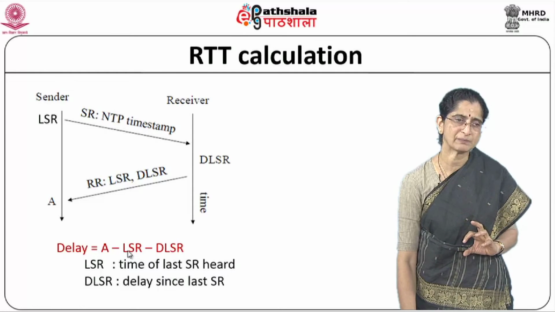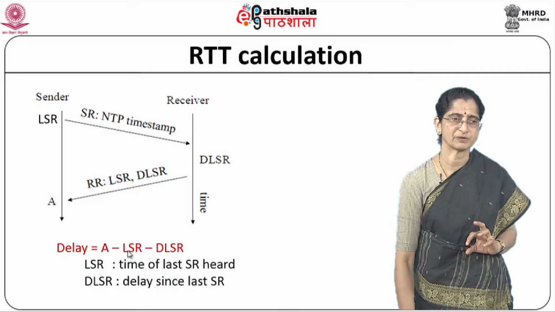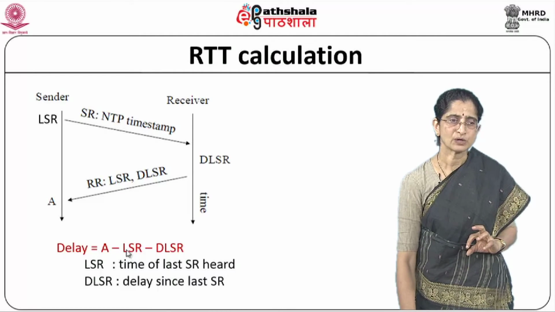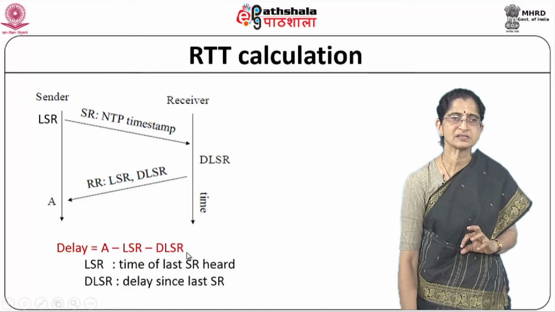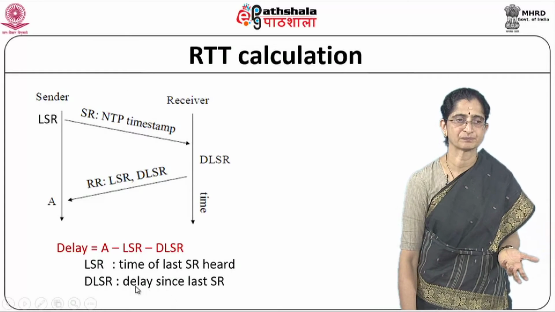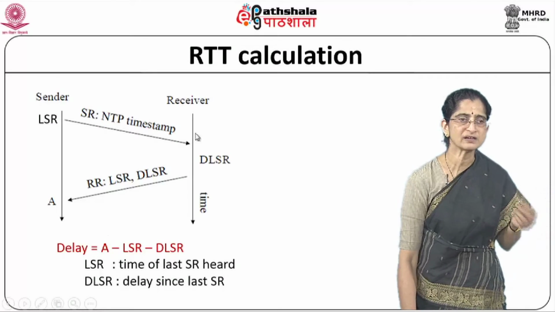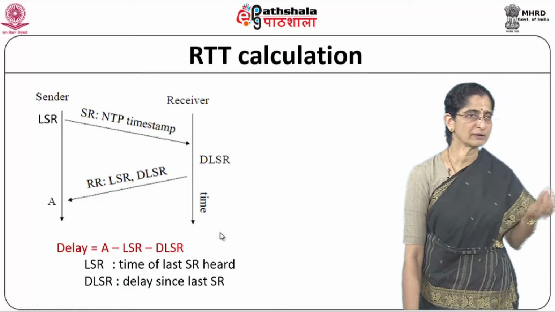So I want only the time taken for SR to go from here to here plus the time taken for RR to come from here to here. If I want only this time plus this time, how do I calculate that? That will become A minus LSR minus this DLSR. So this delay that I have becomes my round trip time. So A minus LSR minus DLSR can be very easily used to calculate the round trip time. So using the information that is there in the RR packet, you will be able to do this.